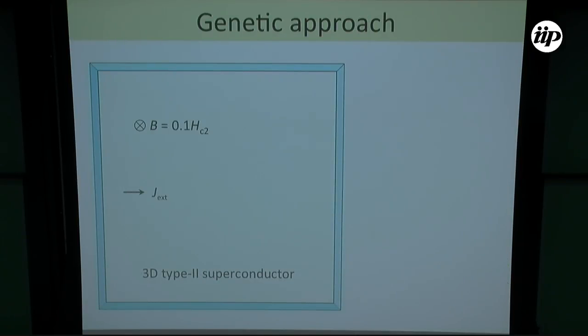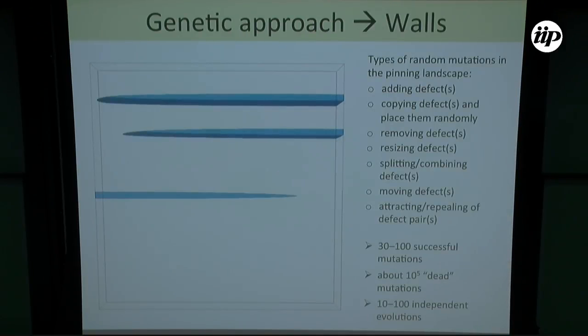So let us see how it works. Let us consider the superconductor. It's a 3D type 2 superconductor in a magnetic field applied perpendicular to this plane, and the external current is applied in this way, horizontally. So here is the evolution process.